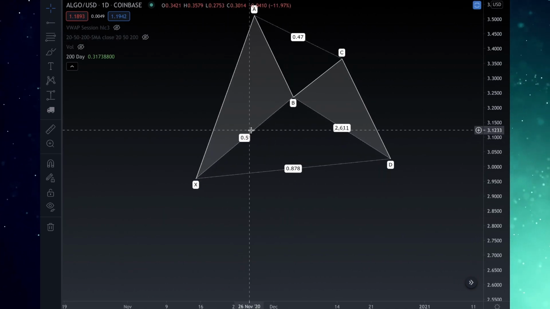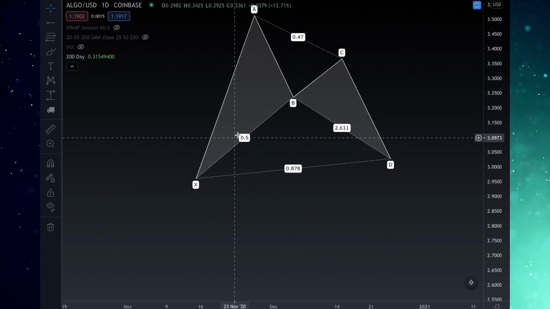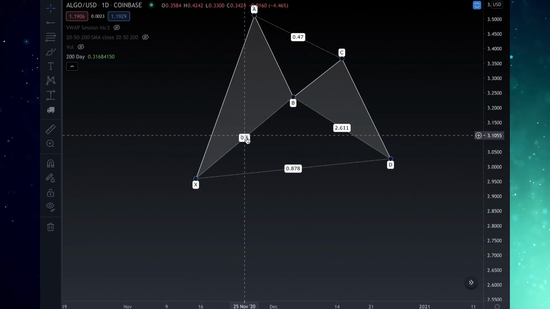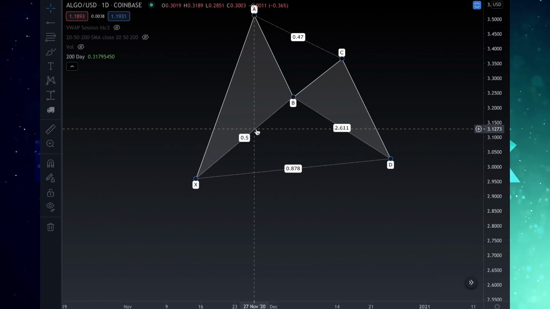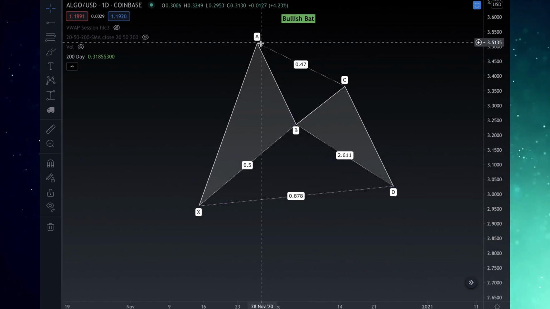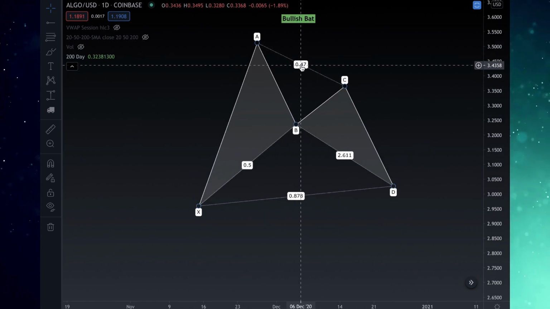So really, a lot of the times, this X point to the B point will be a pretty strict number. That'll kind of be the main thing that separates harmonics. And then this A to C point is a little bit more flexible. It usually is within a range, like between a 382 to an 886. There are different variations, of course.